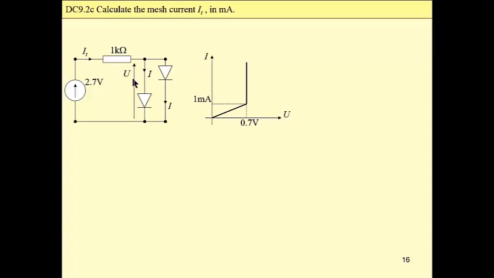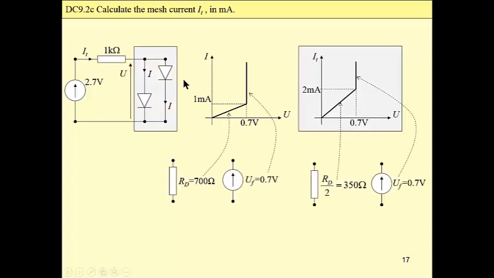And finally, let me consider nearly the same circuit. The only difference is that now we have a parallel combination of these two diodes. So now we have the same voltage, and we have to add currents. At the breaking point we have to add 1 milliamp to 1 milliamp to obtain 2 milliamp. Now the breaking point of this combination is 2 milliamp, 0.7 volt.